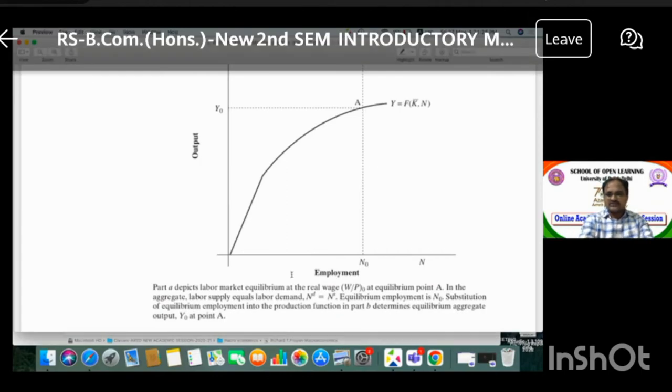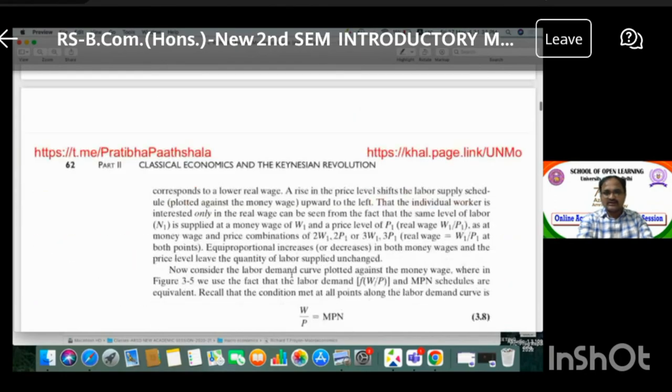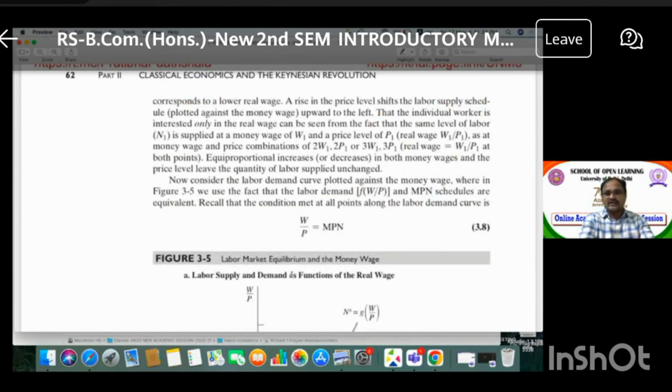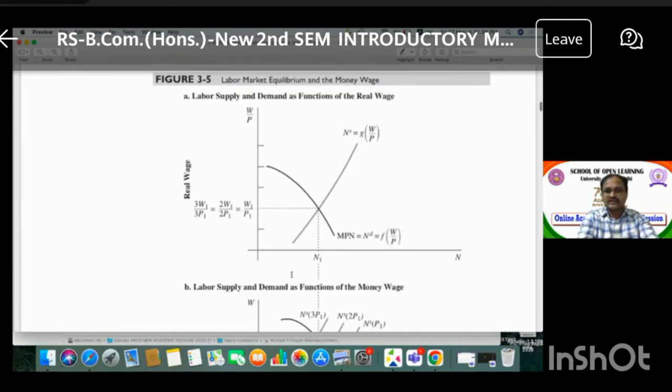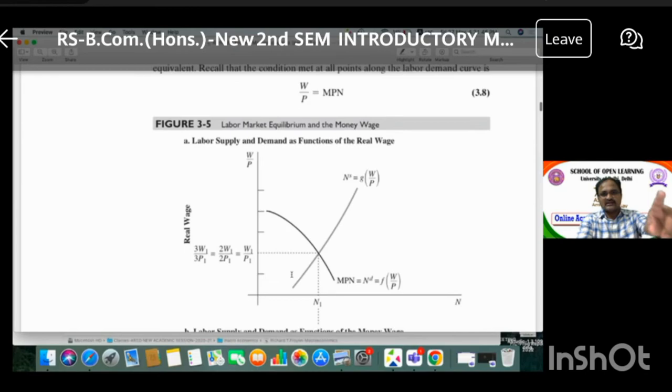Dear students, this is the answer we are supposed to write in the exam. If they ask a question like, what is the classical theory of income, or critically examine the classical theory of employment, you have to write this answer, with these two diagrams.